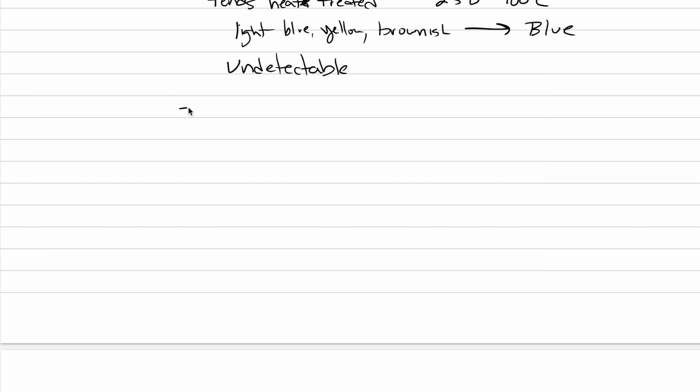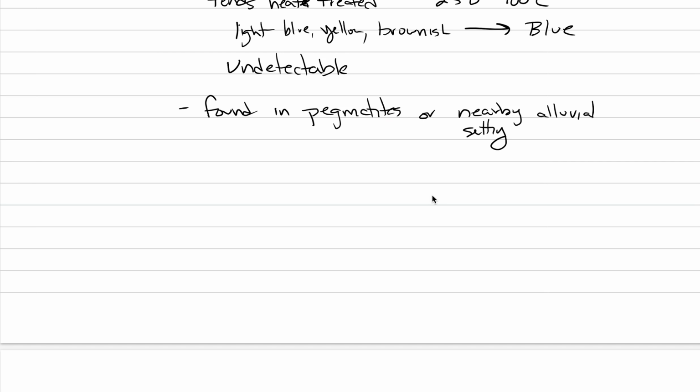Most beryl is found in pegmatites or nearby alluvial settings, right, where it's eroded out of a pegmatite and is now in a river. And then I guess the last thing we could say about aquamarine is that the best source in the world is Brazil. That is where most of it is coming from. Pakistan and China have really good sources as well. In the US, we do have some as well.